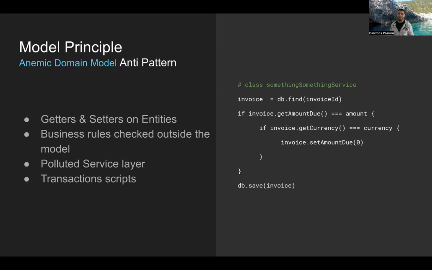So where do the business rules live then? Who protects them? Who enforces them? Well, you will most probably find them polluting the service layer, which will now not only be responsible for coordinating the domain layer to perform a business process, but also now has to enforce the business rules that belong to the domain. In the end, the service layer becomes very similar to a transaction script, which is another common anti-pattern, a long series of procedural calls. So on the right side of the slide, you can see how the anemic domain model could look like on an invoice entity, where the business rules are checked outside of the entity itself and live into something service.